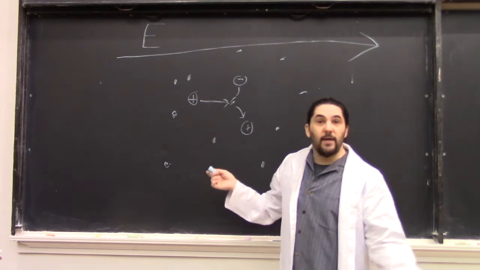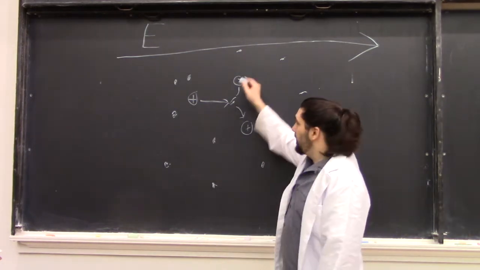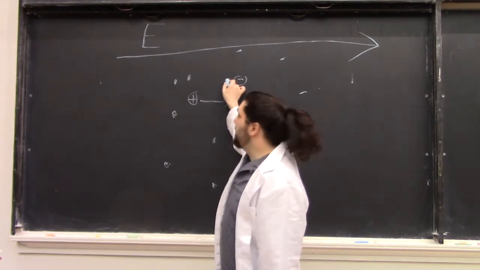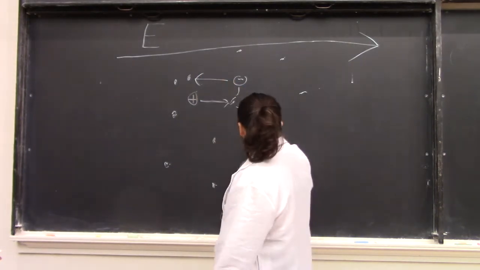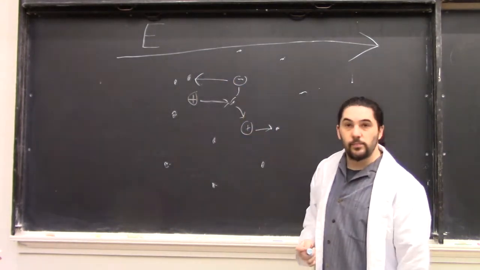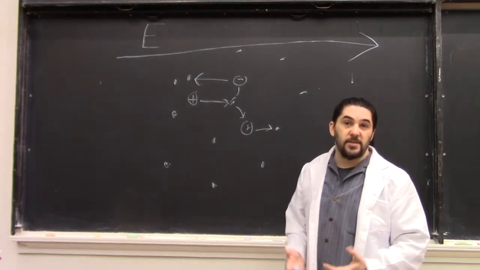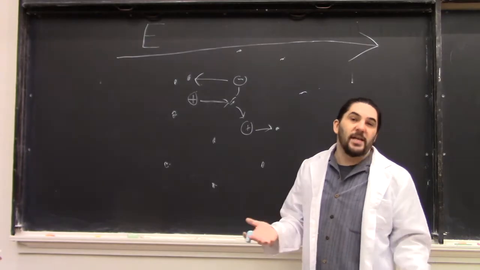Now suddenly we have 3 charged particles, an electron and 2 ions. They're going to travel down the field lines and start breaking apart more and more particles in something of an avalanche effect. This is how we generate plasma.